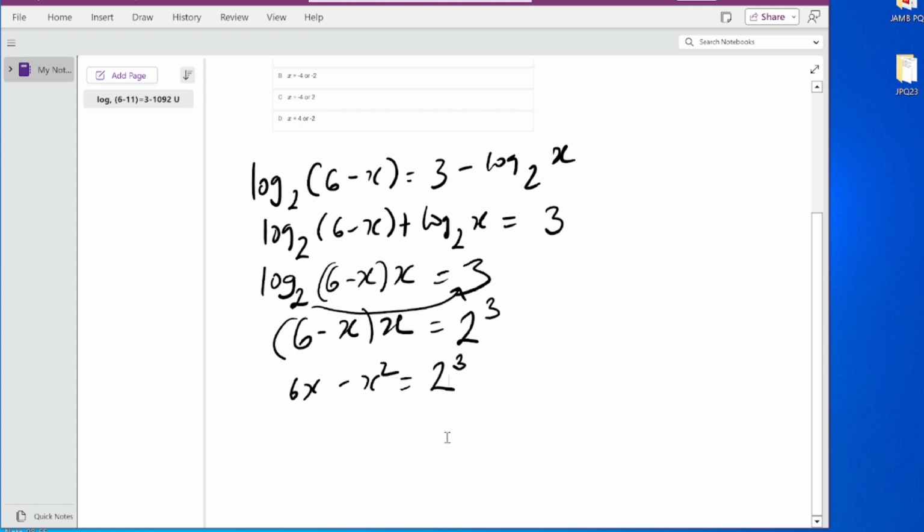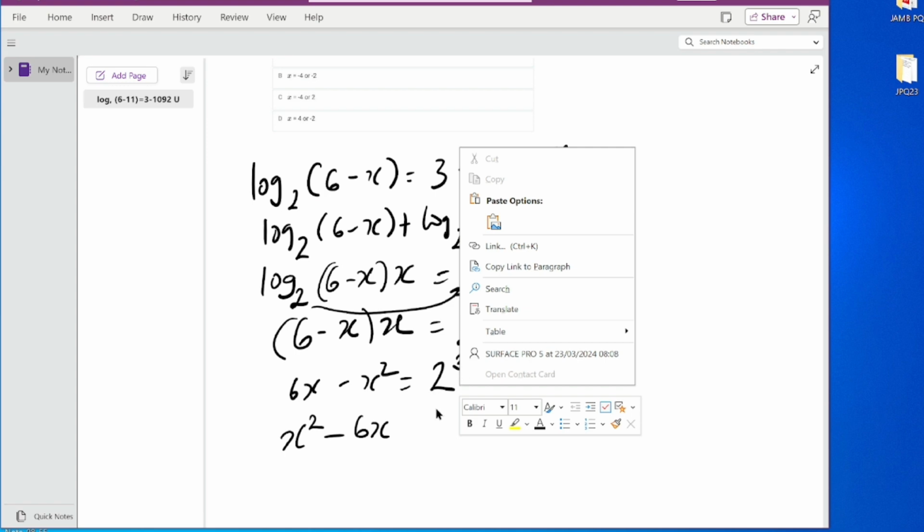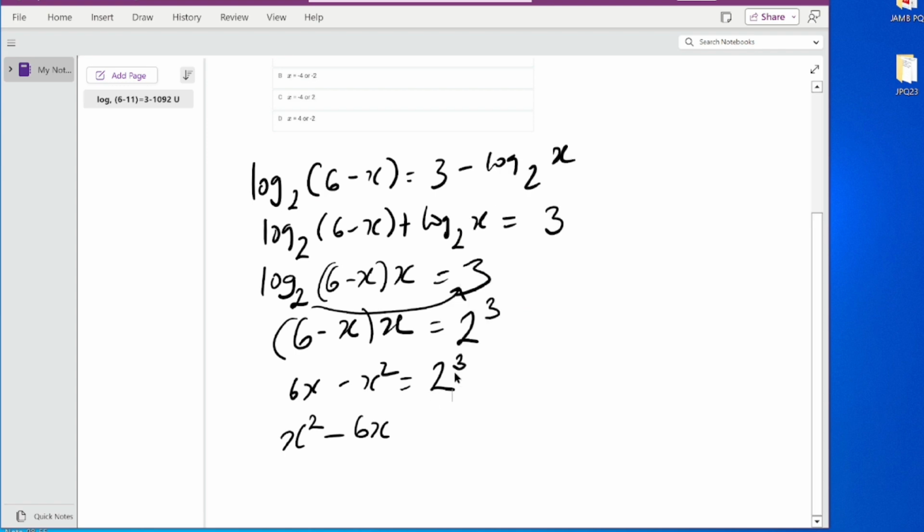So you have x squared minus 6x, then the 2 to the power of 3 is having a positive sign, since there's no sign in front of it, plus 2 to the power of 3 equals 0. X squared minus 6x plus 2 to the power of 3, which is 2 times 2 times 2, which is 8, equals 0.